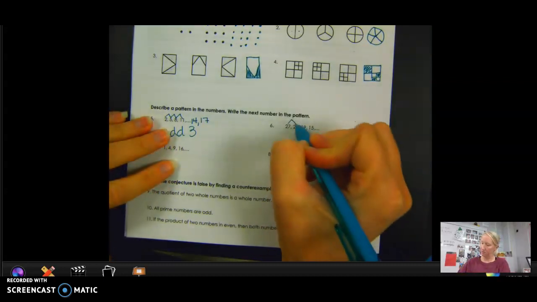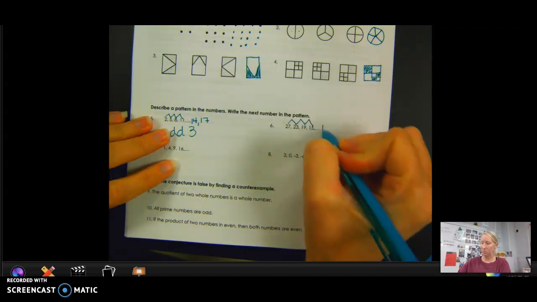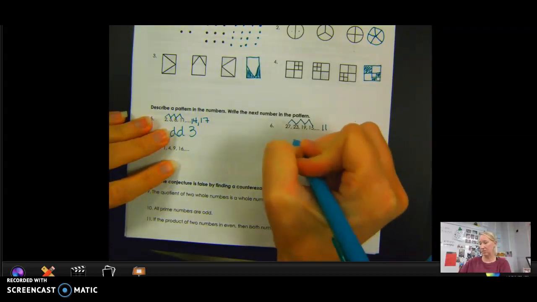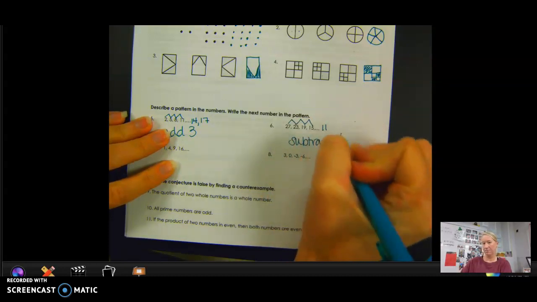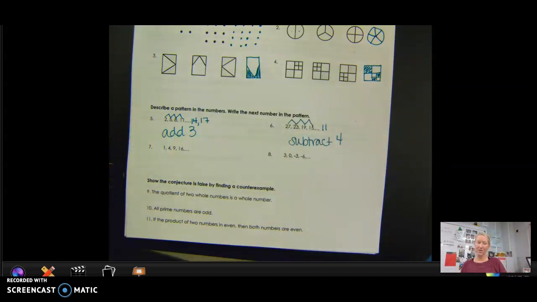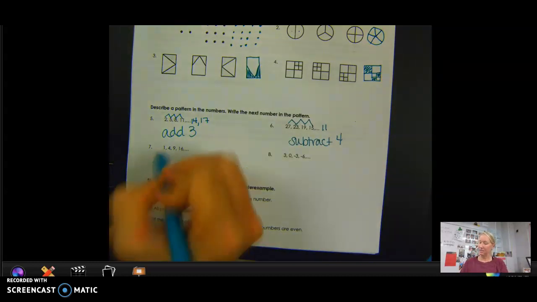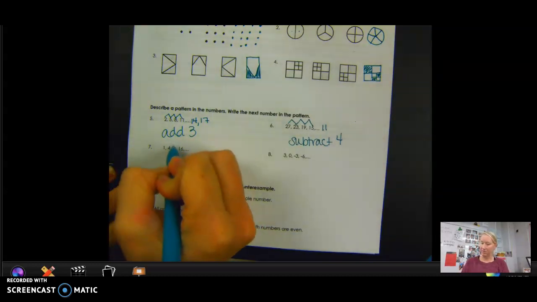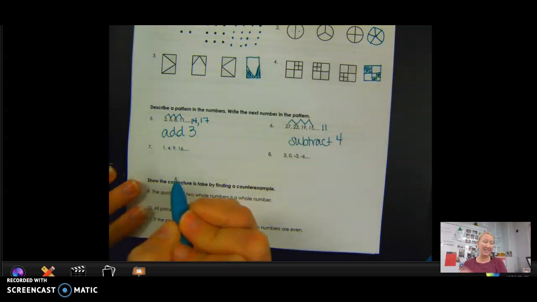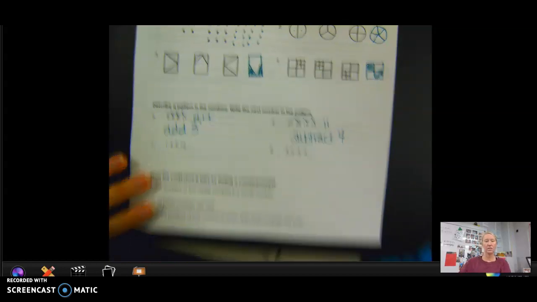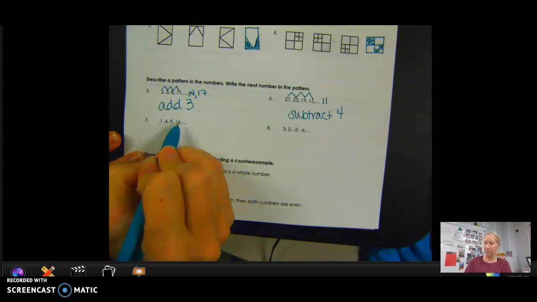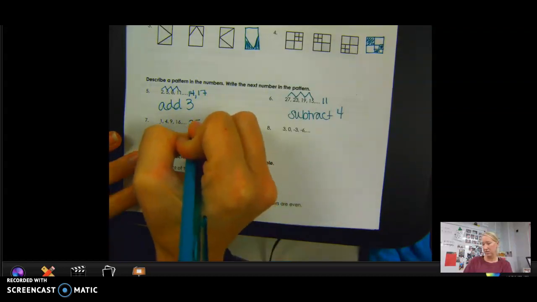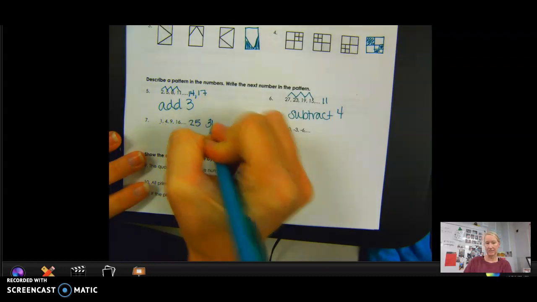This one, down 4, down 4, down 4. So down 4 more would be 11. So I'm going to subtract 4. 1, 4, 9, 16. This one, I bet some of you guys said that this went up by 3, by 5, by 7. The next one would be by 9. And that is true. However, what's 1 squared, 2 squared, 3 squared, 4 squared? So 5 squared would be 25. 6 squared would be 36.